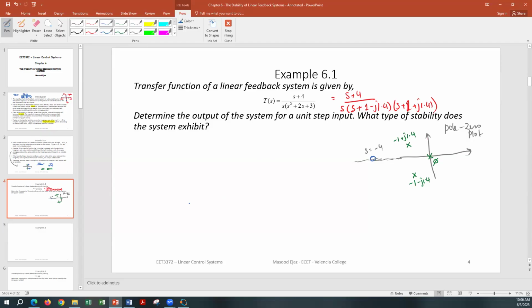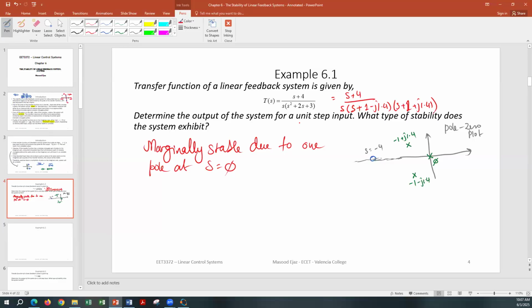Anytime a pole-zero plot is given to you, you can determine right away if the system is stable, unstable, or marginally stable based upon where the poles are located. In this case, of course, since one of the poles is located at s equals 0, the system is marginally stable, due to one pole at s equals 0.